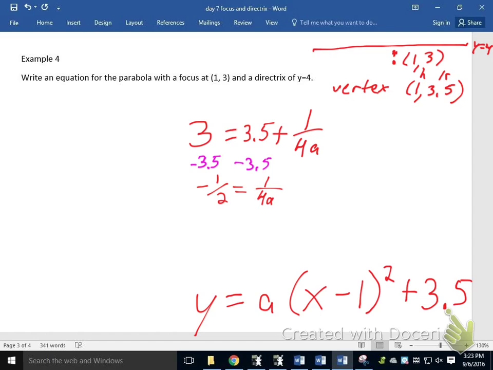And now what I'll do is I'll actually do the thing where I multiply by a again. So I'll have negative 1/2a equals 1/4. And what I'll do is I'll multiply by the reciprocal here, which is negative 2 on both sides. And I'll have that a is equal to 1/4 of negative 2, which is negative 1/2. So a is equal to negative 1/2. And there's my answer. Y equals negative 1/2 times x minus 1 squared plus 3.5.